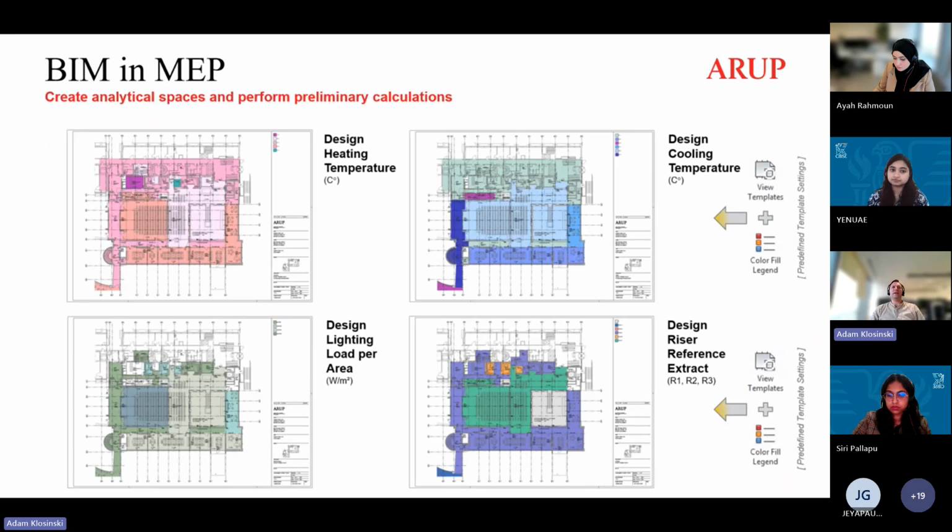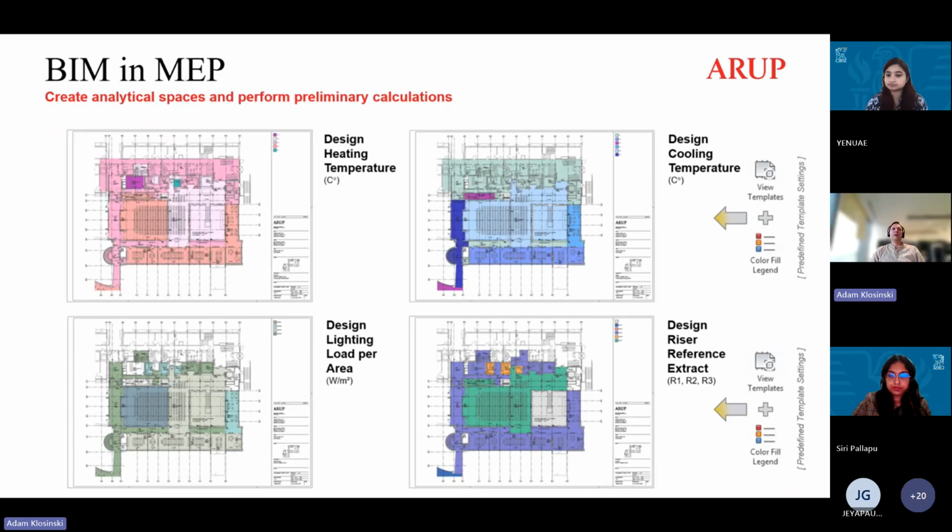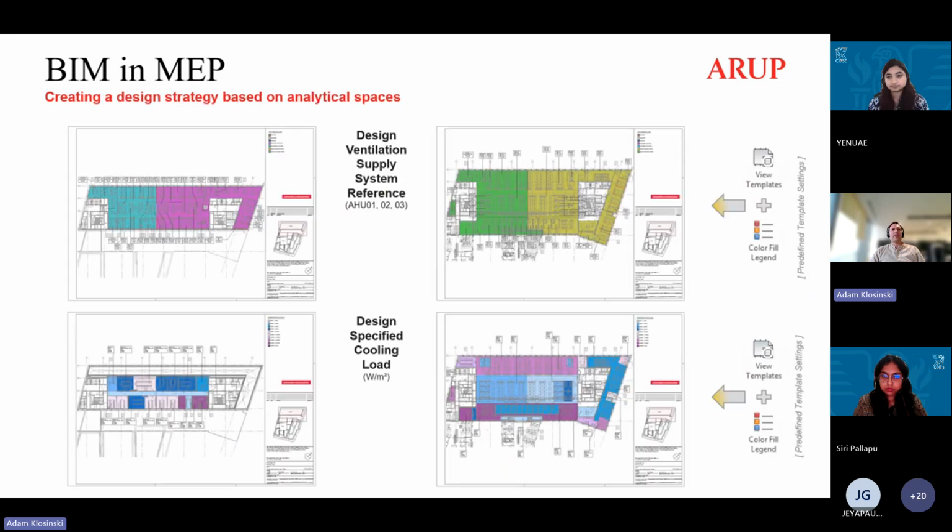The other thing is, once we've got the spaces created, we can then assign the appropriate parameters. Based on these parameters, we are able to produce, at the very early stage of design, informative drawings showing how the installations are being split and so on. And what's really important is that whenever there is a change from the architectural point of view, these drawings can be changed automatically.